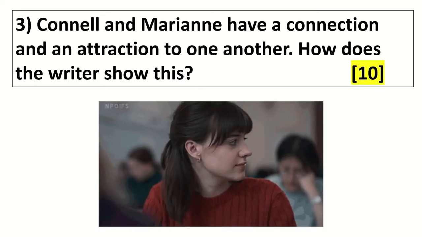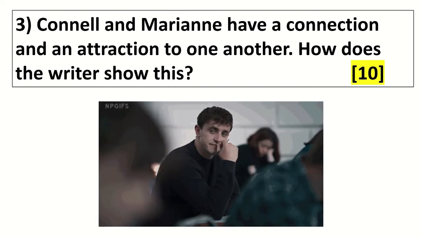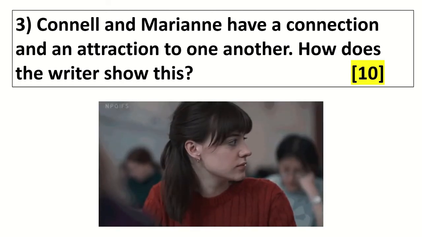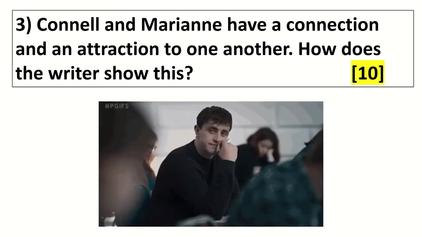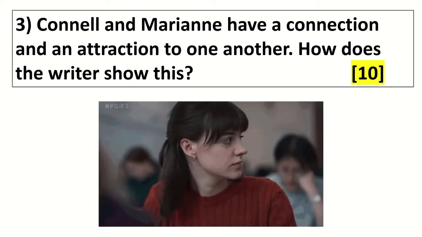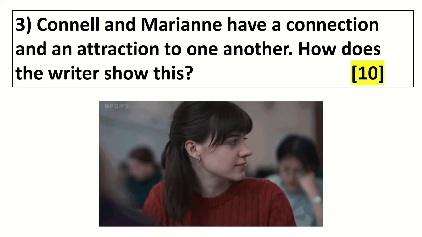So the question in your mock is, Connell and Marianne having a connection and an attraction to one another. How does the writer show this? It's out of 10 marks, so you're looking for 7 to 10 quotes, 15 or so minutes, not including reading.